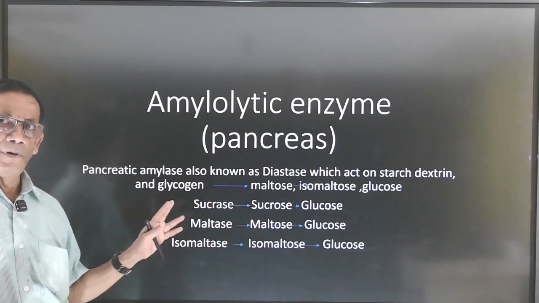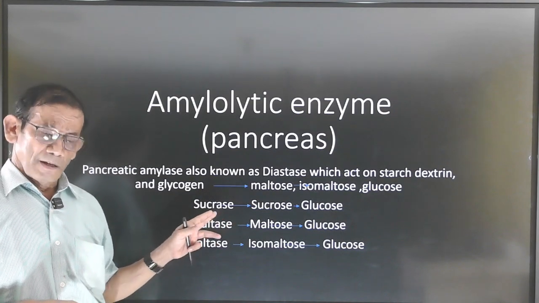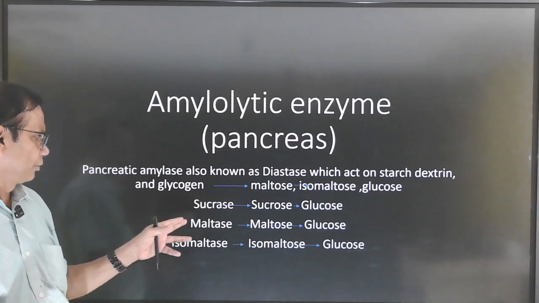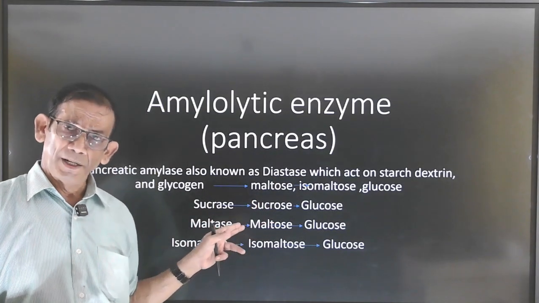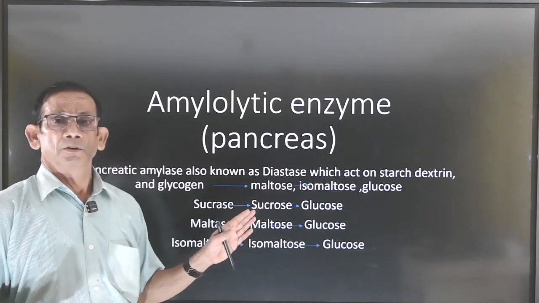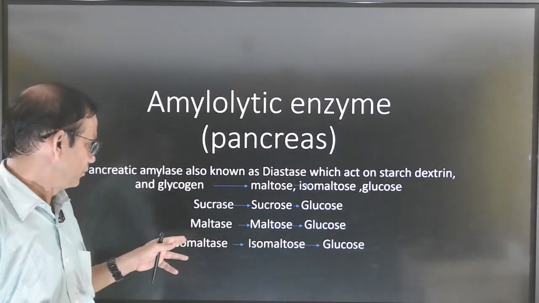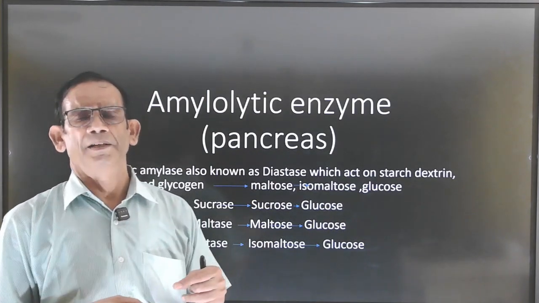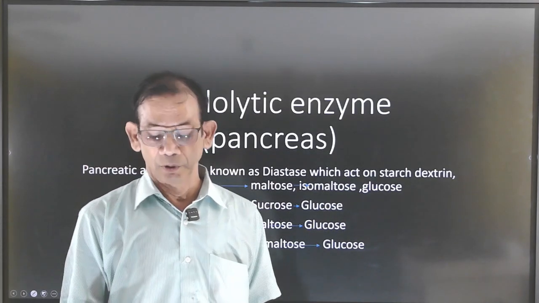Then this maltose, by the action of maltase, is converted into glucose; sucrose is converted with the help of the enzyme sucrase into glucose; and at the same time isomaltose is acted on by isomaltase into glucose.